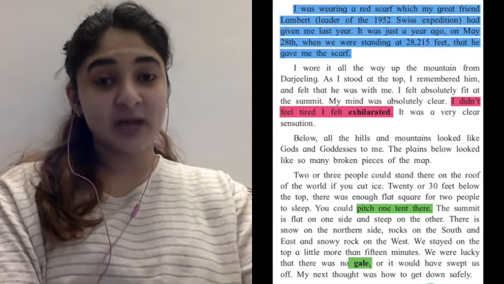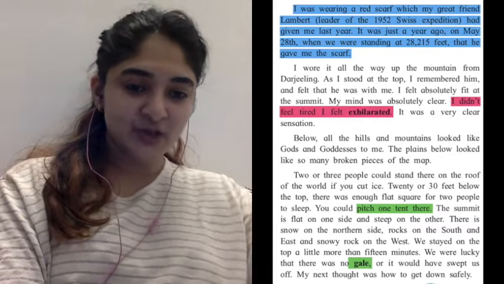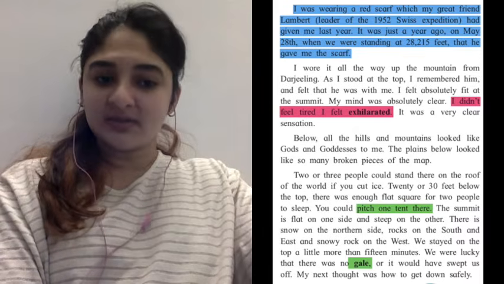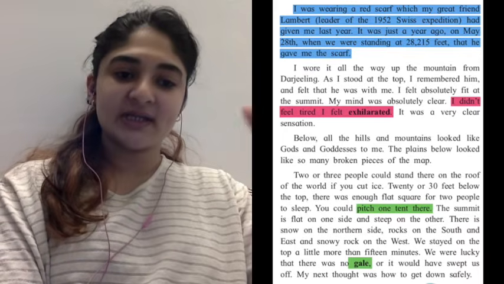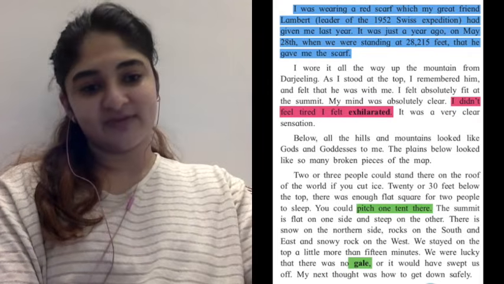He also described how the mountain looked. He said that the summit, that is the mountain top, was flat on one side and steep on another. And then the author is also saying that there was snow on the northern side, rocks on the south and east, and snowy rock on the west.